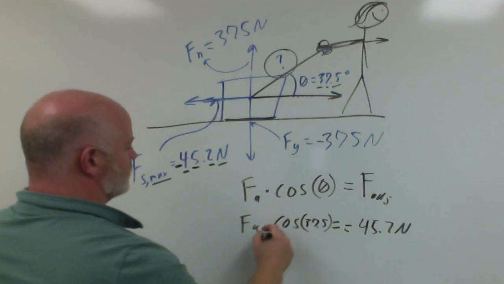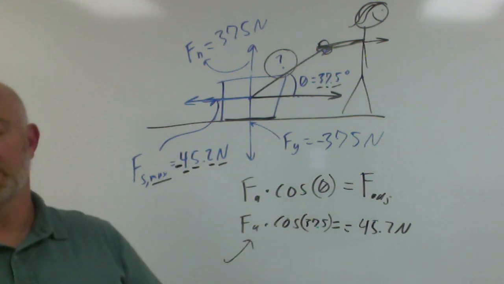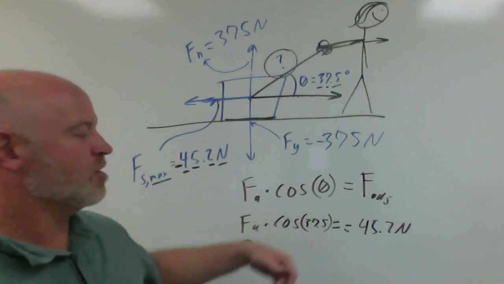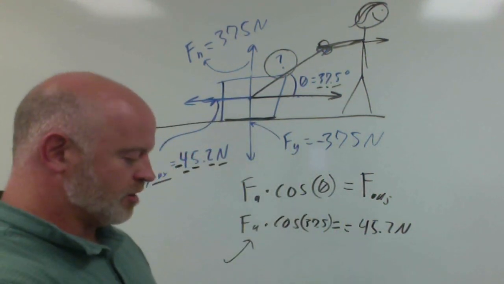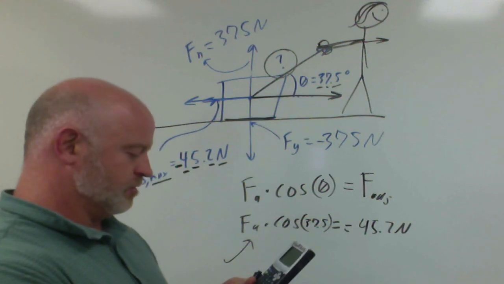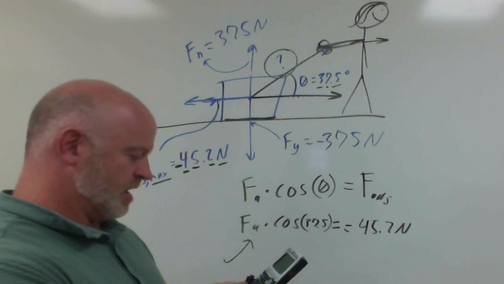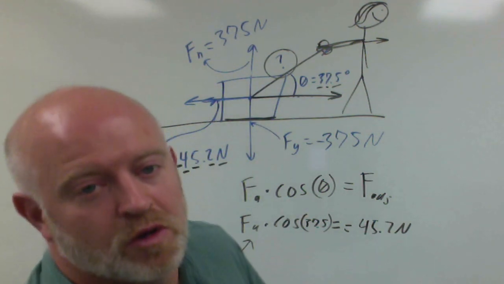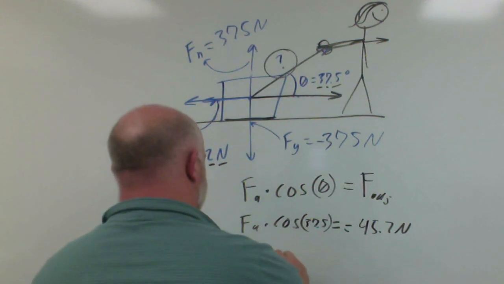So what is the force that I'm applying? We don't know this, and now we can solve. I take 45.2 divided by the cosine of 37.5, making sure that you're in degree mode on your calculators. So 45.2 divided by the cosine of 37.5 gives me an answer of 56.97, or basically 57 newtons.